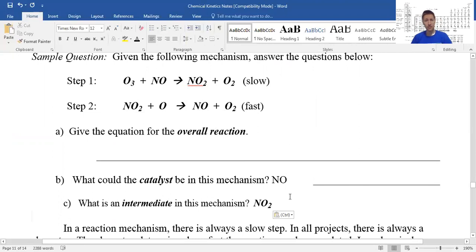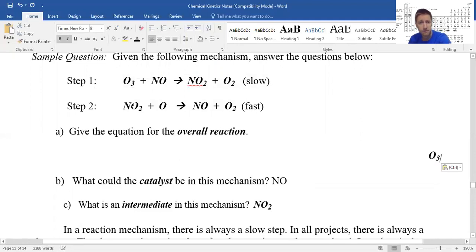Now, if it's not one of these guys, it'll be part of the balanced equation. So we add these things up, this would be O3 plus O goes to make 2 O2s. This would be another example of how maybe the ozone is being depleted. The only difference, sorry, it's on the wrong side there.